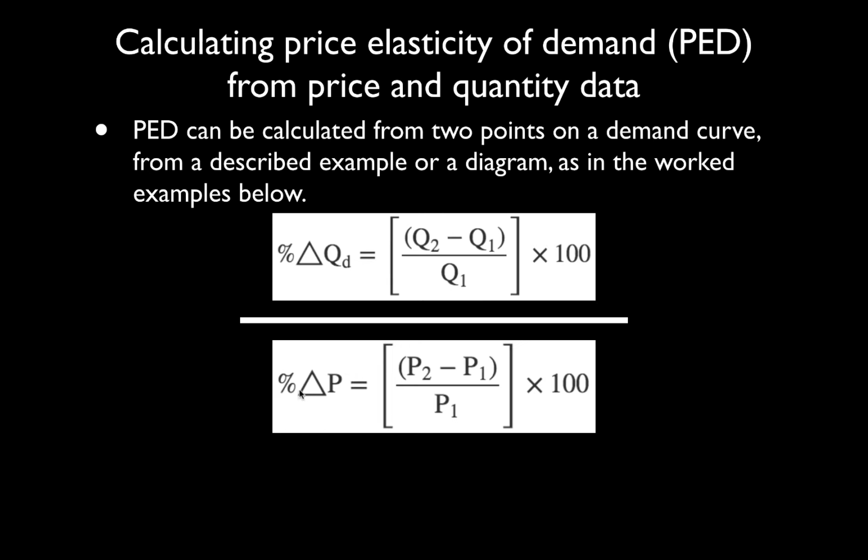The percentage change in price is calculated by P2, which is the new price, the second price, minus P1, which was the old price, all divided by P1, which again is the old price, and we multiply that by 100. You get an answer, and you put that answer here. You divide this answer by that answer, and you have the PED. Now, please be able to do this. Take a photo of this on your phone. Remember this, look at this and see if you can do this, okay?